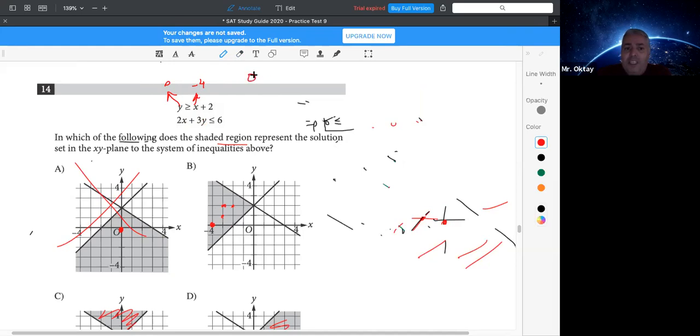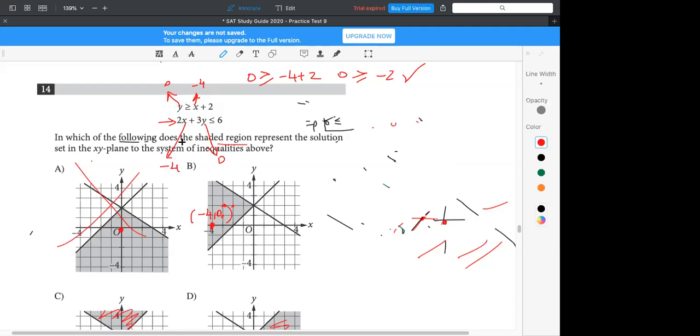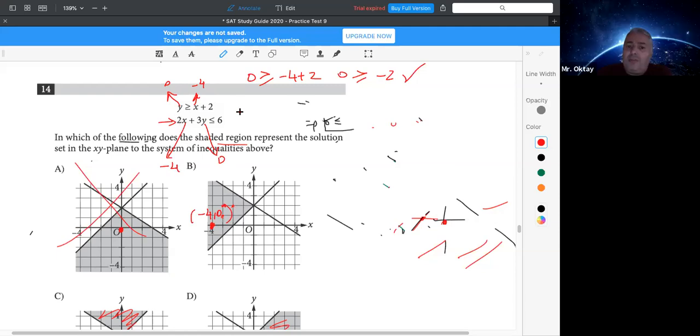So what will be? 0 is greater than or equal to negative 4 plus 2. Yes, it is satisfied. But is it enough? No. You have to check also this. Same number: x is negative 4, y is 0. Is it clear that y is 0 here? This is negative 4, 0. So 2 times negative 4 is negative 8, 3 times 0 is 0, less than 6. Yes, negative 8 is less than 6. So finish. That's it. This is the answer.